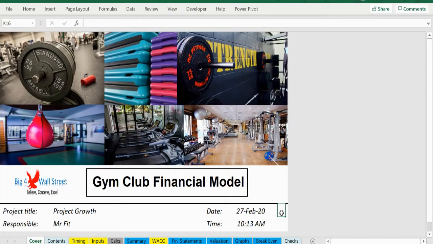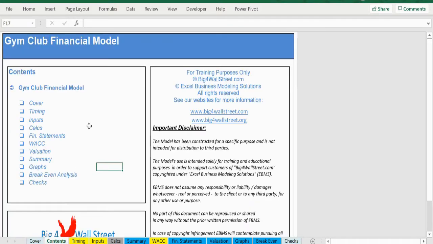Startup Gym Club Financial Model presents the case of an investment in a gym, fitness club, and its operations. The model generates the three financial statements, a summary page, a break-even analysis, and a valuation, along with various feasibility metrics as well as graphs. The financing options for the project include a standard long-term loan, as well as an overdraft facility and of course equity funding from investors. So, a quick overview of the model.